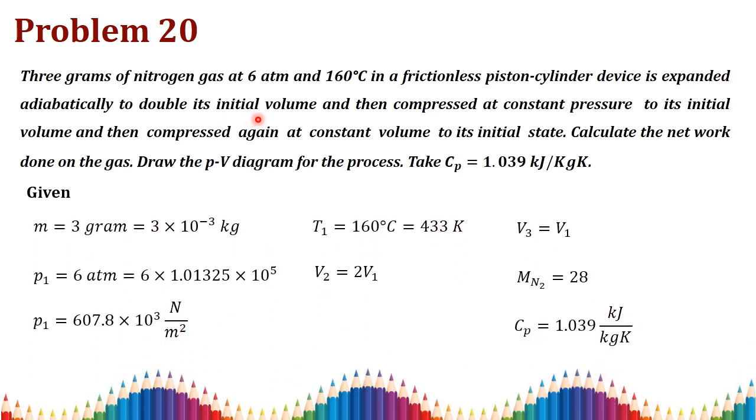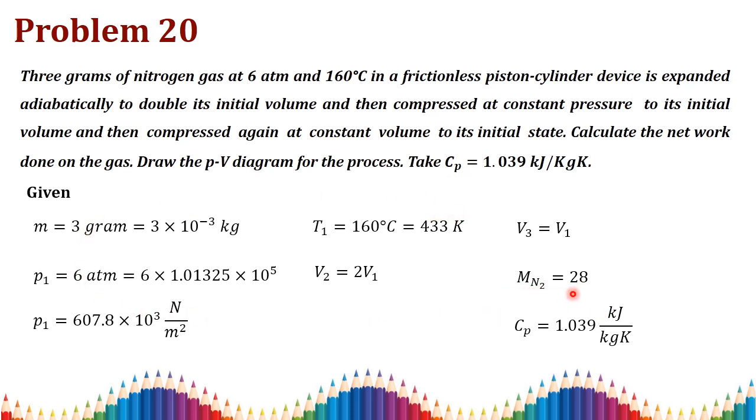So the first process is an adiabatic process. Then it is compressed at a constant pressure process to its initial volume, then compressed again at a constant volume process. Here we have 3 processes: the first is a reversible adiabatic process, the second is a constant pressure process, and the third is again a constant volume process. Calculate the net work done on the gas, and draw the PV diagram for the process. Take the Cp value. So for net work done we need to find work done of 1 to 2 plus work done of 2 to 3 plus work done of 3 to 1. These are all the given data here.